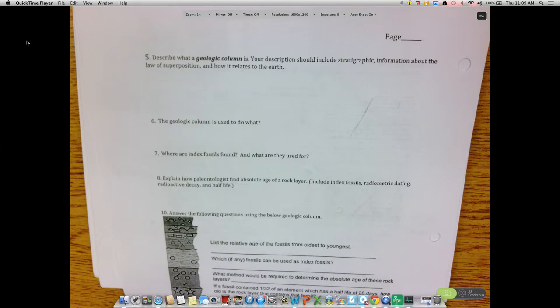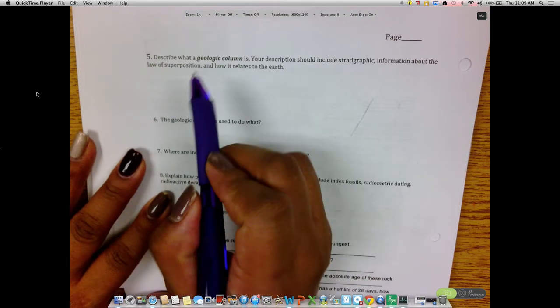All right, now we're on the back of our study guide, and we're looking at number 5. The number one thing you want to do when you're reading the instructions is understand the instructions fully, because some of you will do this and you will miss out on exactly what it's telling you to do. It says describe the geologic column.